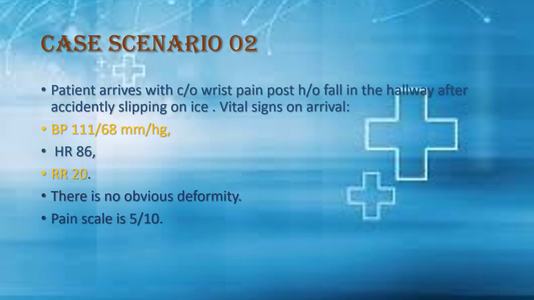Case scenario 2: a patient arrives with wrist pain, a history of a fall in the hallway after slipping on ice. His vital signs are BP 111 by 68 mmHg, heart rate is 86, RR is 20, there is no obvious deformity, and pain scale is 5 out of 10. So these 2 scenarios are very different from each other. I want you to identify which ESI triage level they will come under, level 1 or level 2, or level 3 or level 4. Please put your answers in the comment box and let's discuss.